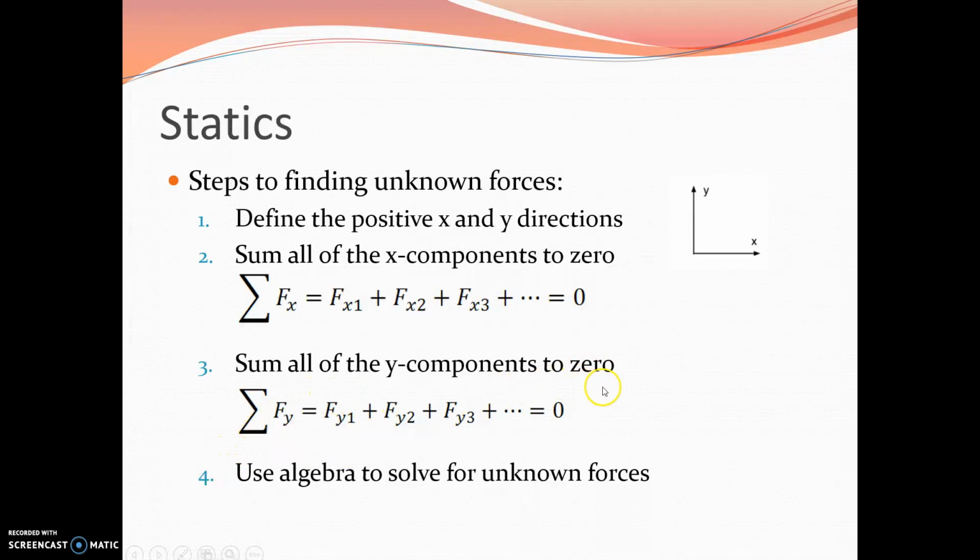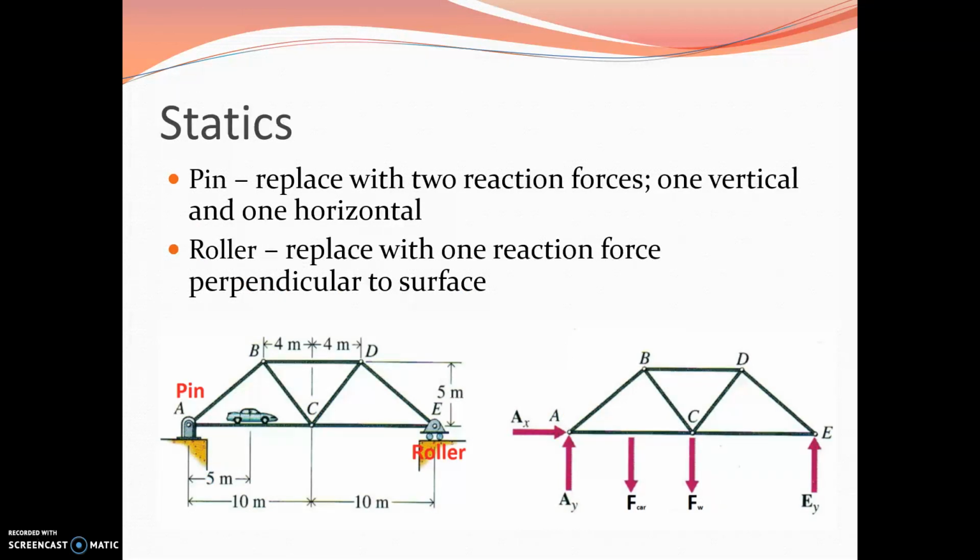Sum all the y components to zero. So summation, the addition of all the forces in the y direction. Start adding up all of the forces that go in the y up and down direction. And then you would use algebra to solve for unknown forces. Our bridges are going to be super simple. We are just going to find the support. We are not going to find all of the forces in each member. You could do that, find the member forces. That would take forever.